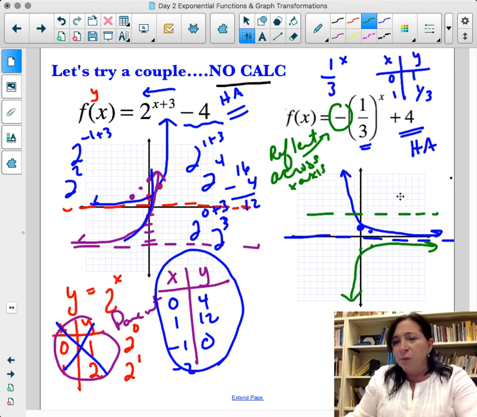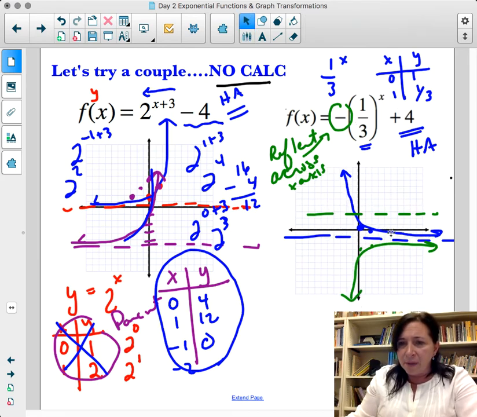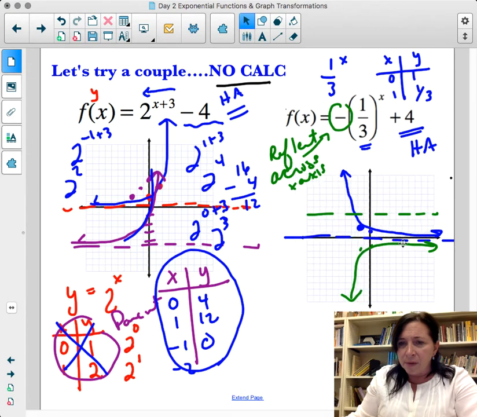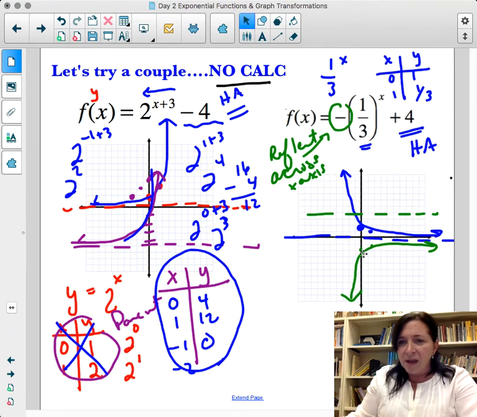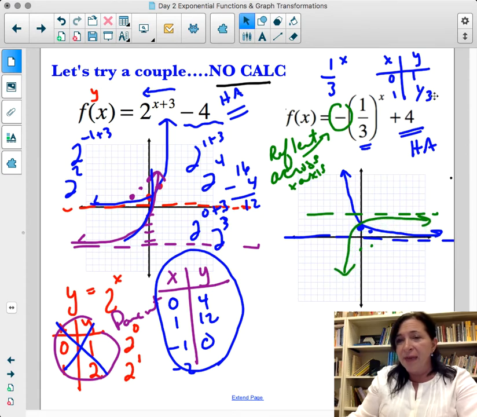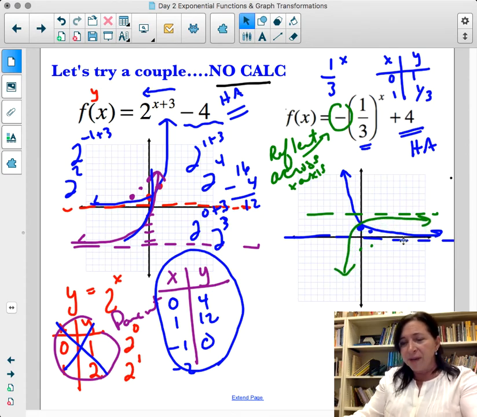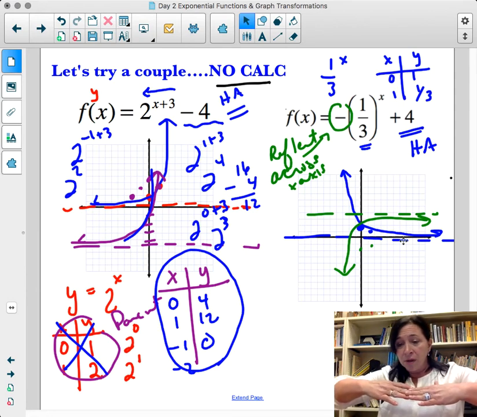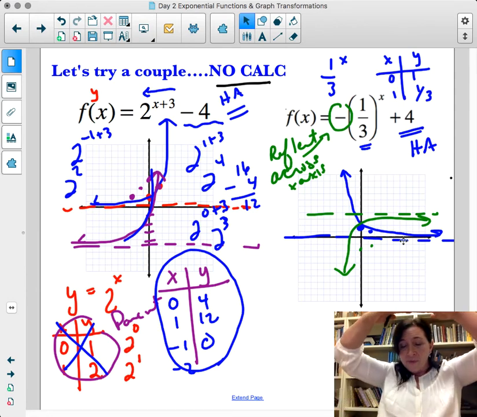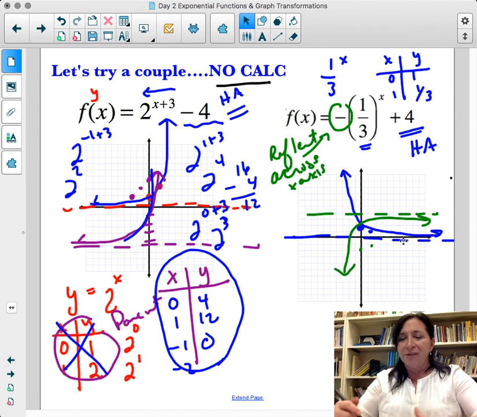And then +4 just means my graph is going to be picked up, and not that one. Okay, I lost my points. This graph right here is going to go up 4. And remember, that being my horizontal asymptote, because it was at 0, y equals 0, I'm moving it up 4. So my whole graph is going up 4.